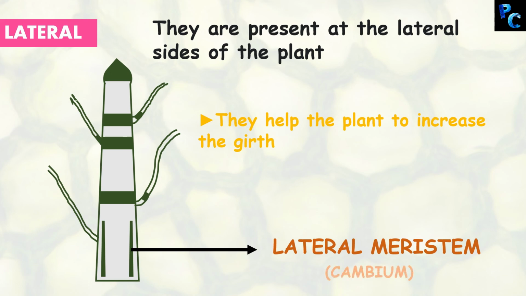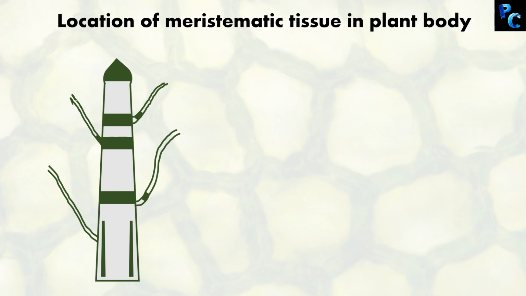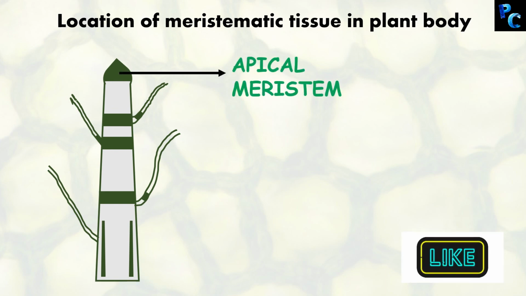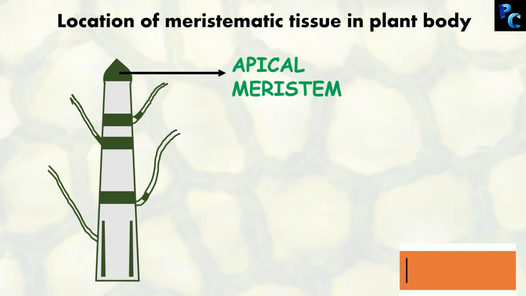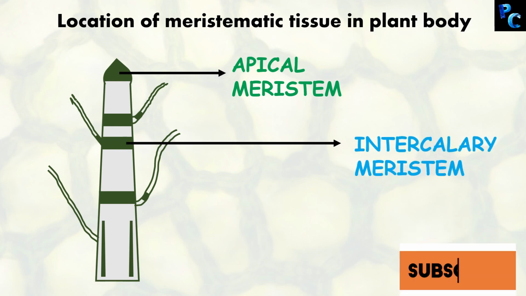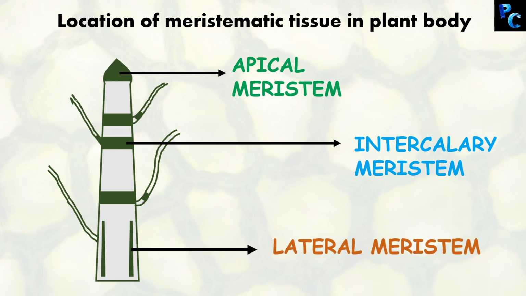So now you know different types of meristematic tissue according to their location. So what did we learn? According to location, meristematic tissue can be apical when it is at the tip of the shoot or at the root. It can be intercalary when it is between the nodes and internodes. It is lateral when it is on the sides of the shoot and the root, which help in increasing the girth. Is it clear, my dear students?